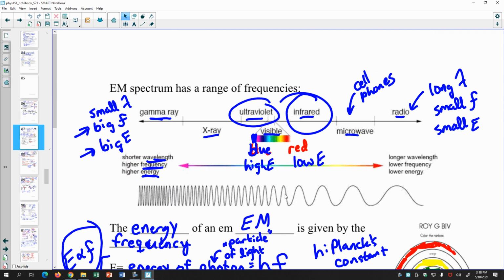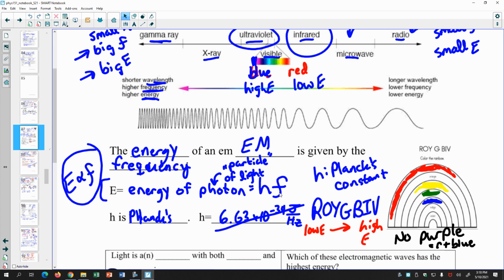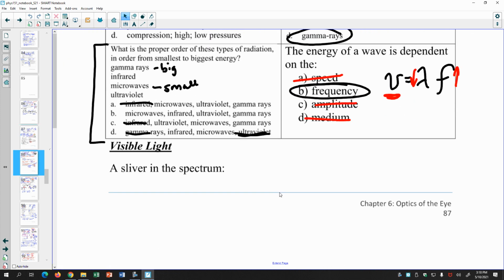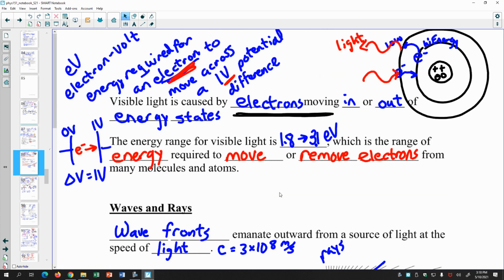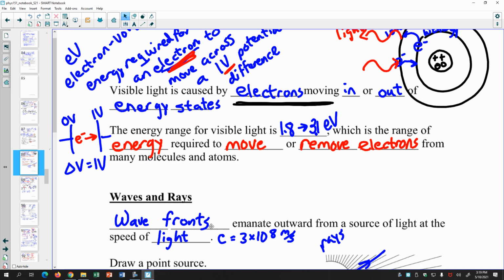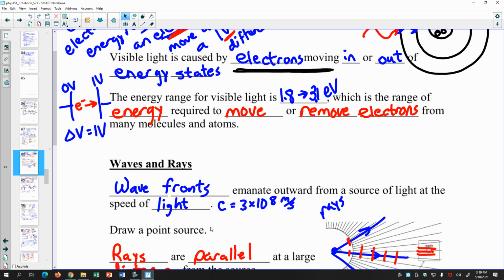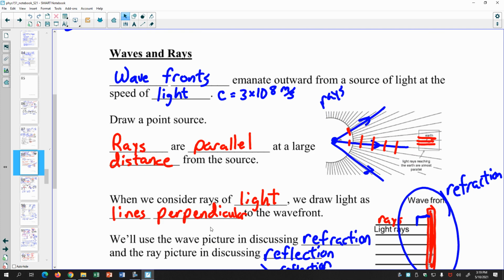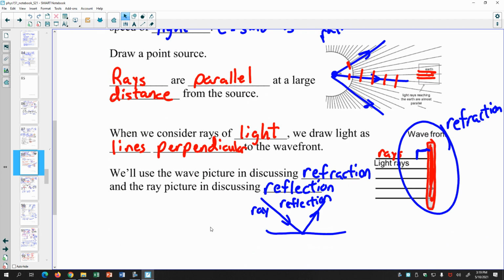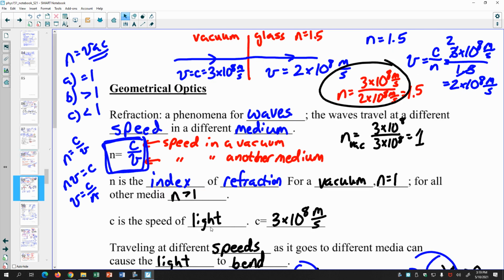You need to know the electromagnetic spectrum and the order for energy and wavelength. You need to know the visible spectrum, ROY G. BIV, and the energy, that is, that blue light has a higher energy than red light. You know how light is formed by the motion of electrons, in particular visible light by electrons moving in and out of energy states. You know the wave front and the ray model for light, and when that applies.